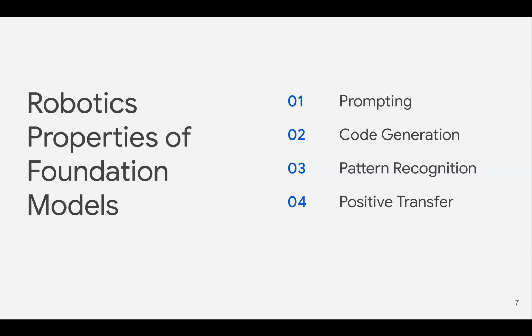First, I'll talk some about prompting and generally in context learning. Then I'll talk about how code generation can connect the behavior of a language model directly into movement of the robot. Talk about the general idea of pattern recognition, which I think is extremely important when applying foundation models to new regimes. And then finally about positive transfer, particularly when we fine tune these models or train with a lot of data as well as robotics data, what kind of new things we can get.